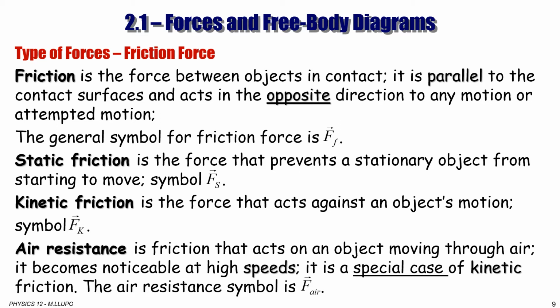Air resistance is a friction that acts on an object moving through air. It becomes noticeable at high speed. It is a special case of kinetic friction because the object moves through air. The air resistance symbol is Fair.